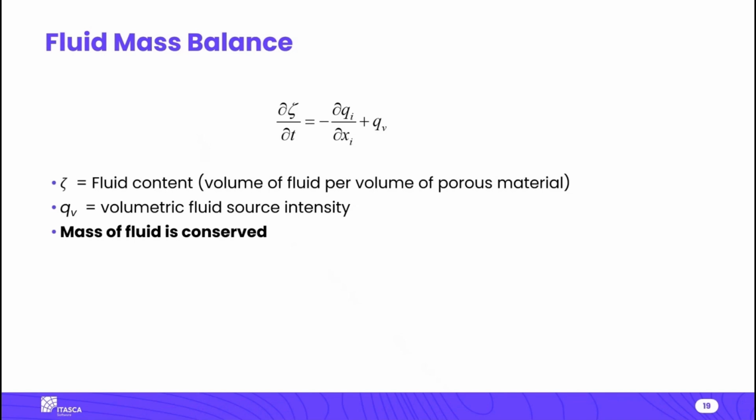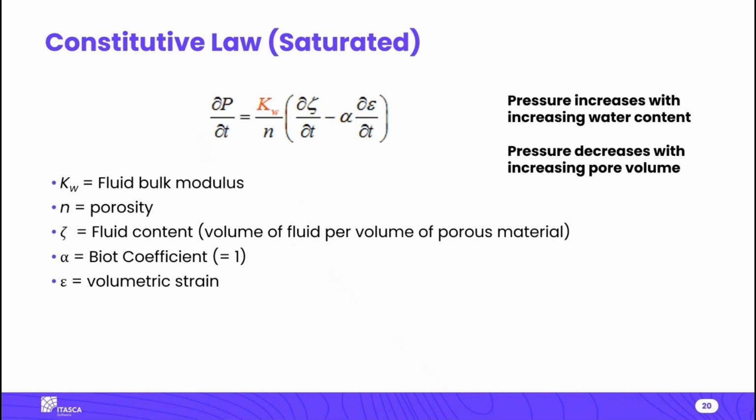Fluid mass balance: there's an equation in there to make sure that mass of fluid is conserved. Constitutive law for a saturated material. So what this is telling you is that if you increase water content to the pore space, it will increase the pressure. Obviously, if you decrease water content, it decreases the pressure. And also, if you change the pore volume, as mentioned, it will change the pressure. And this effect depends on the fluid bulk modulus, this Kw, and the porosity.